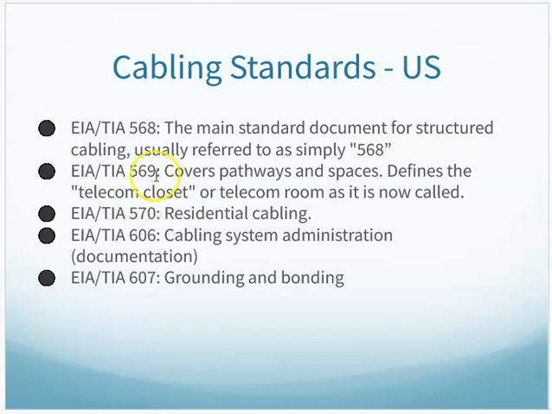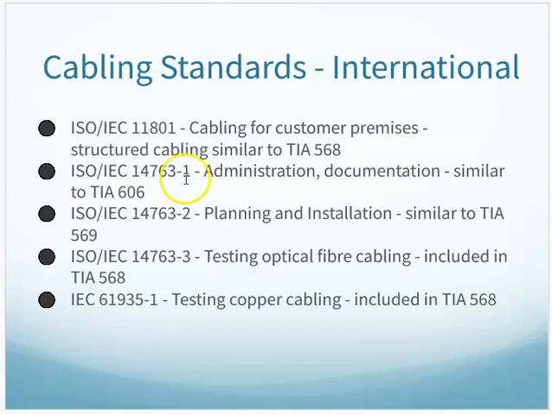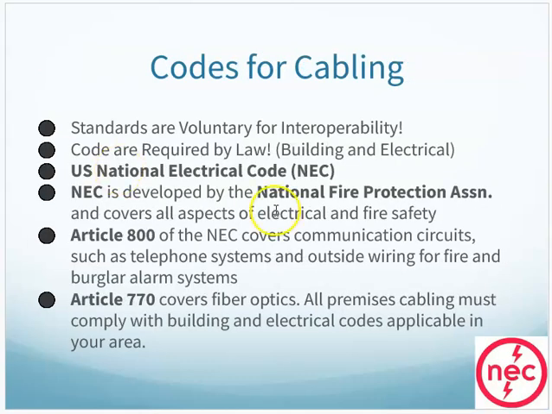And then again, here's a reminder: 568 for your structured cabling, 569 for closets, pathways, and spaces, 570 for residential cabling, 606 for documentation and labeling, 607 for grounding and bonding. And then here are the international equivalents that we mentioned back in Chapter 1. They're here for you again for easy reference. They also remind us that standards are voluntary.